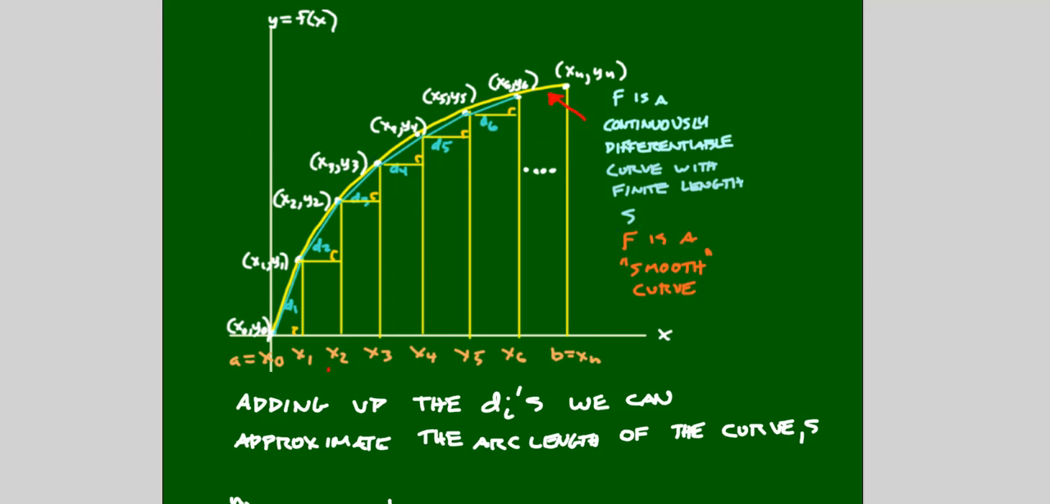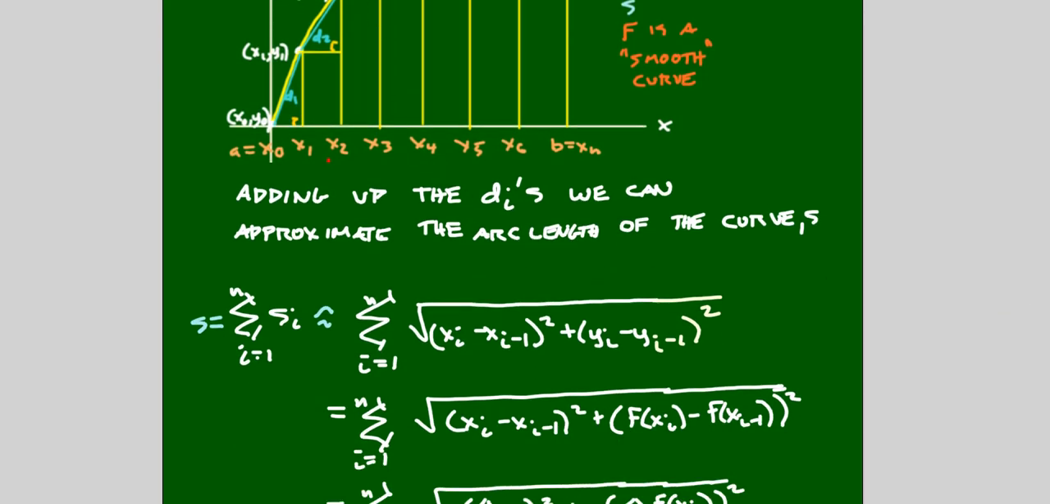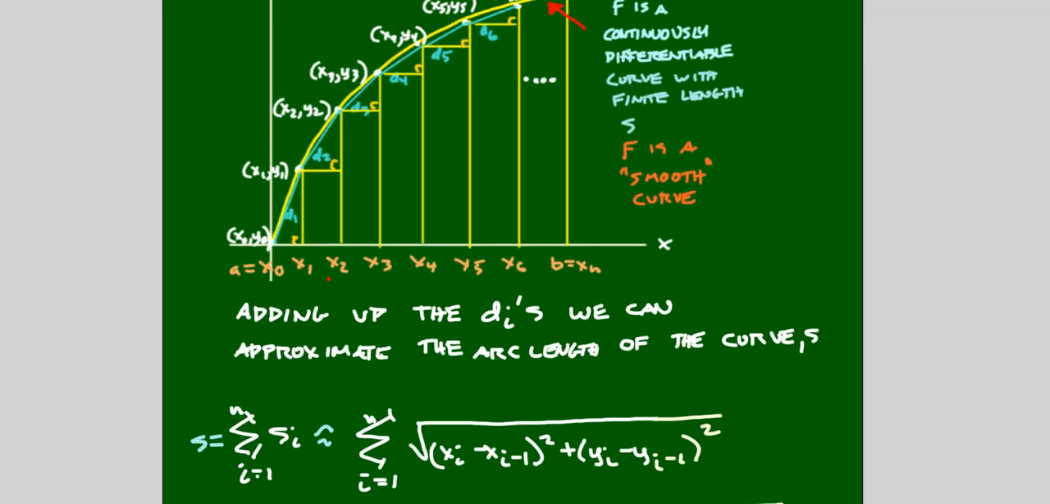Alright, there's the curve again. So if we add up all these d sub i's, we can approximate the arc length of the curve S. So the sum of, let's say, d sub 1 plus d sub 2 plus d sub 3 plus d sub 4 plus d sub 5, etc. We can write this using summation notation. S is the sum from i equals 1 to n of S sub i, which is approximately, using my distance formula, the sum from i equals 1 to n of the square root of the difference in the x's squared plus the difference in the y's squared. Then to go from here to here, I'm replacing y with f of x because they are the same thing.